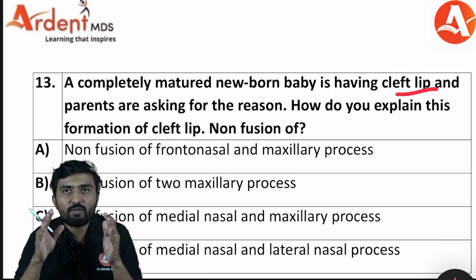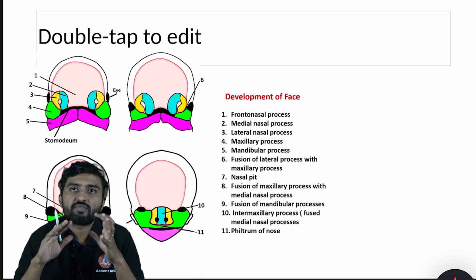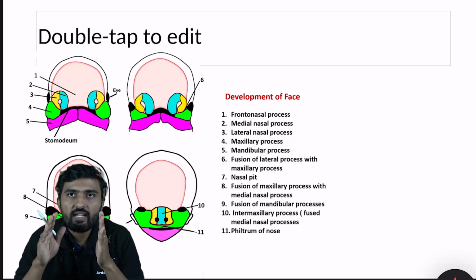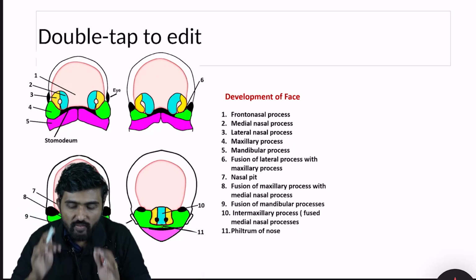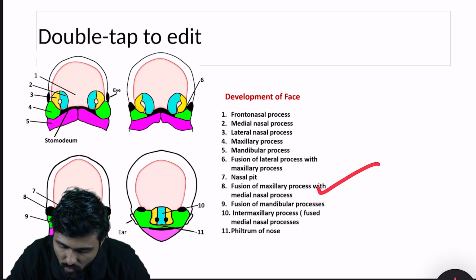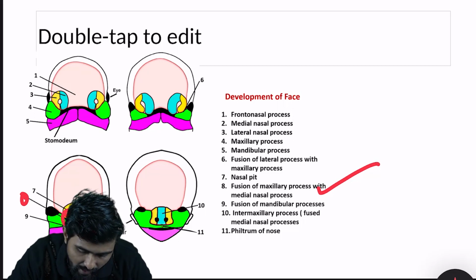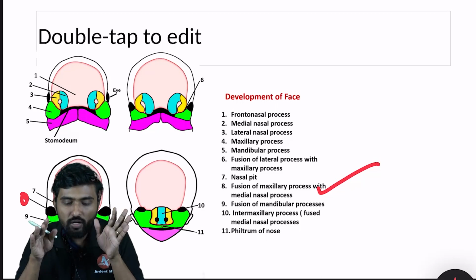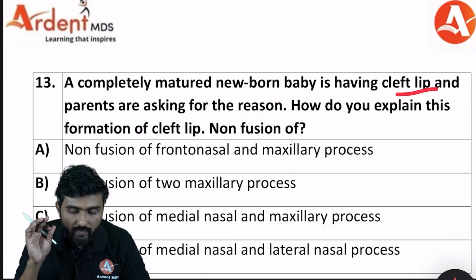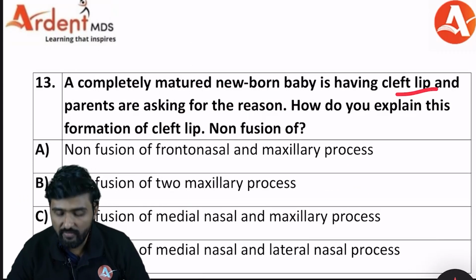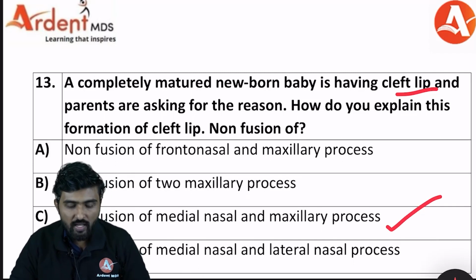With respect to cleft lip, we always know that the maxillary lip is formed by fusion of the medial nasal process and the maxillary process. So it is non-fusion of the medial nasal process and maxillary process. Please see number 8. When there is a problem in this zone, a non-fusion of the maxillary process and medial nasal process, the patient would experience the formation of cleft lip. So the answer for this question is option C, non-fusion of medial nasal process and maxillary process.